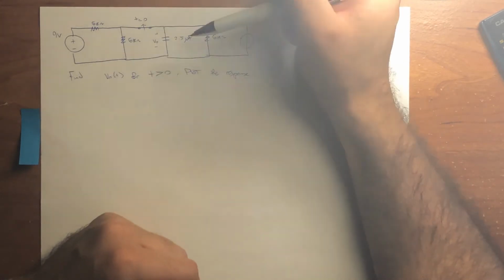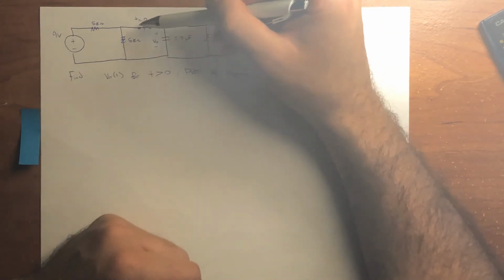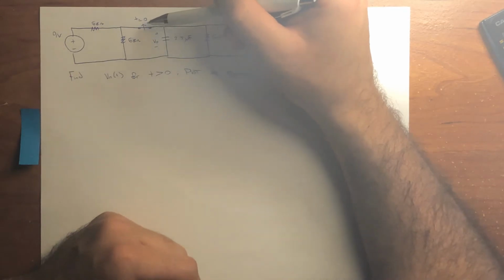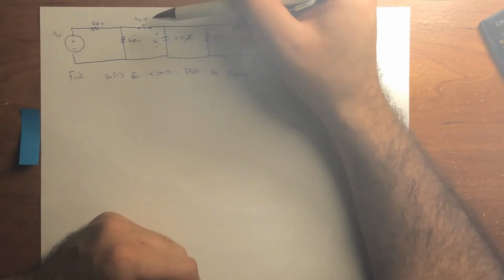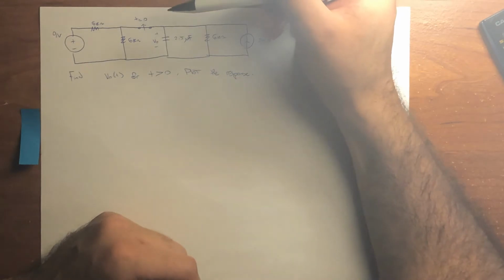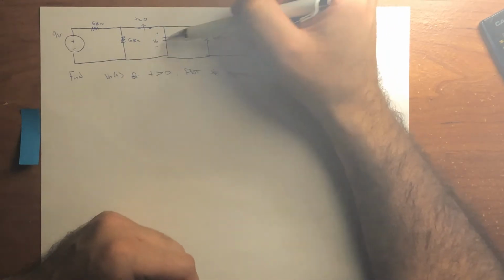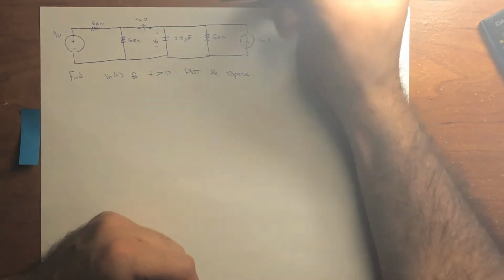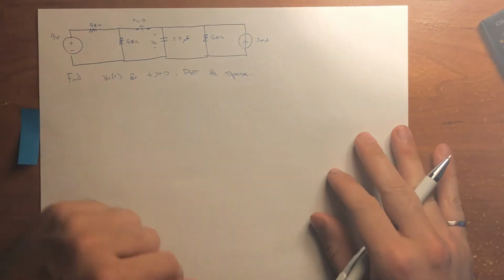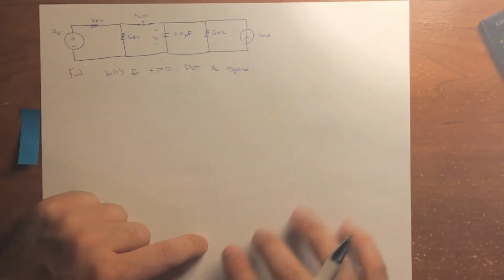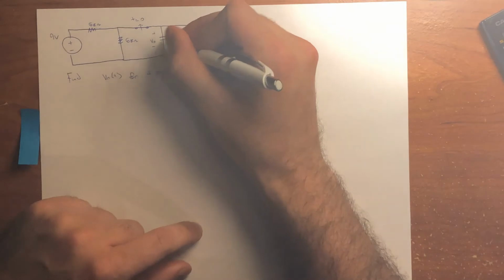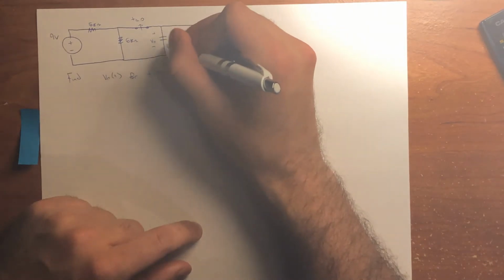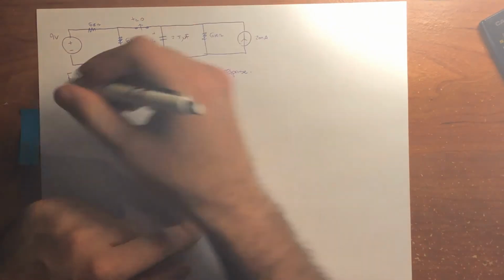First off, how we solve it: when t is less than 0, before the switch opens up, the capacitor is in a steady state. So we want to solve for the steady state network first. In order to do that, we make sure that the voltage across the capacitor is an open circuit.